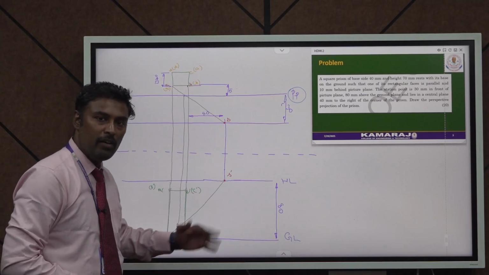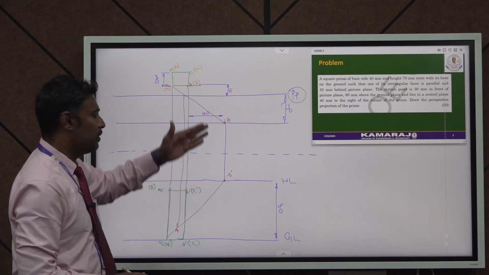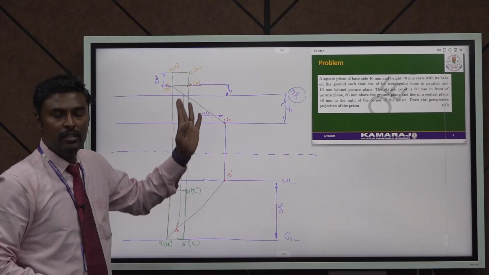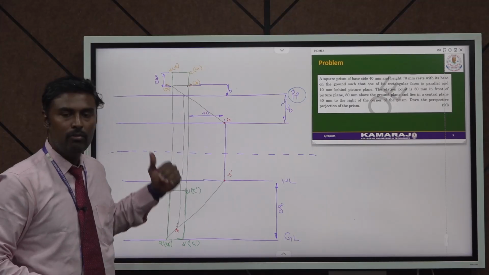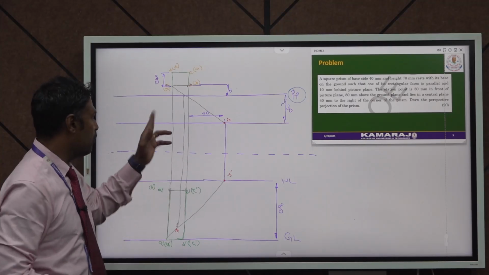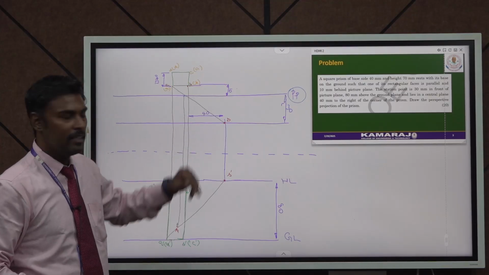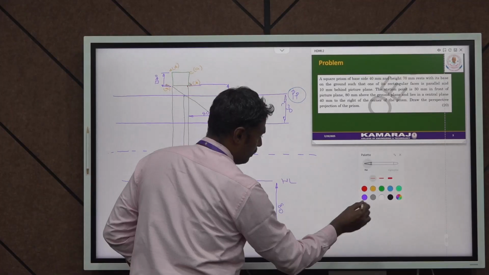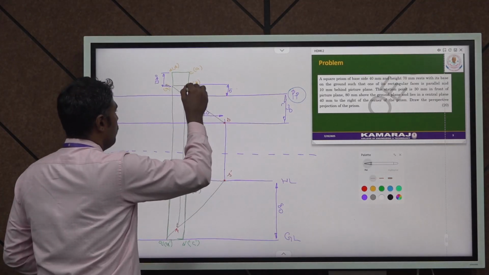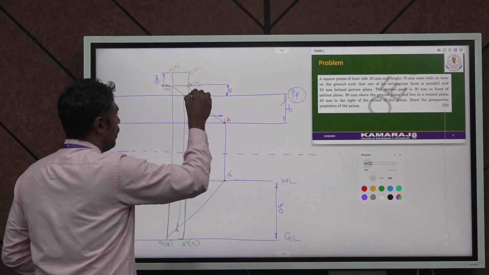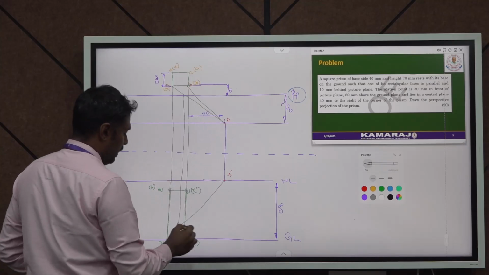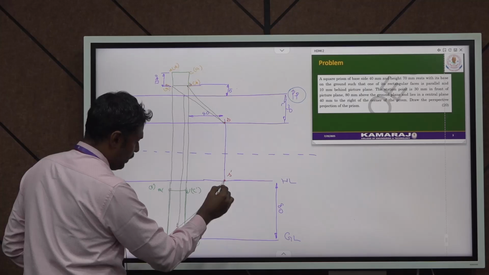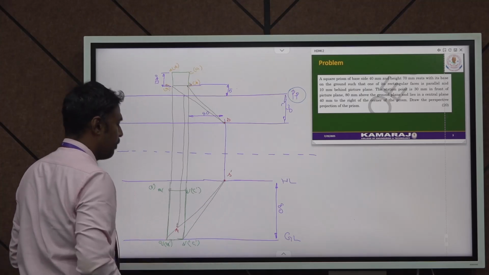And similarly repeat this for another point, because in a square prism you have 8 points: A, B, C, D, A1, B1, C1, D1. So for 8 points you have to draw another 8 projection lines. Now I am going to repeat this for another point, that is B1. From B1 you are going to draw one straight line, and again from B1 dash you are going to draw another straight line.